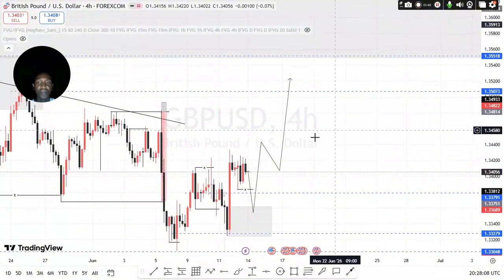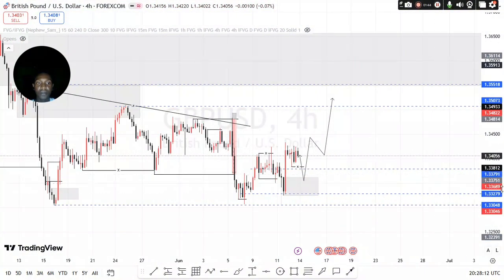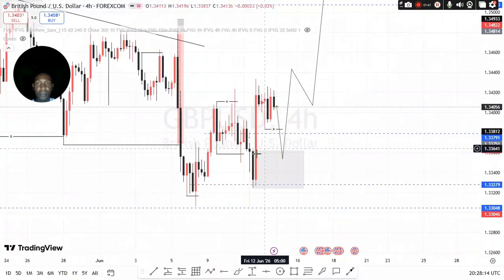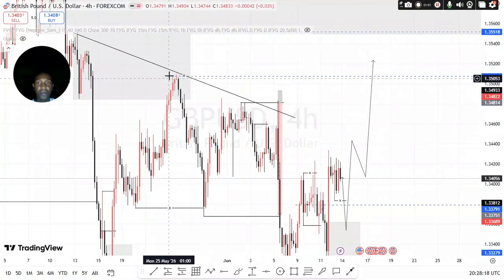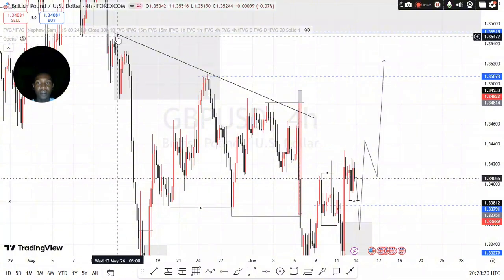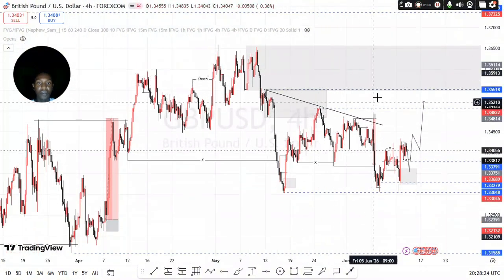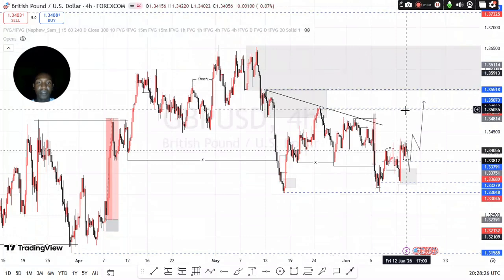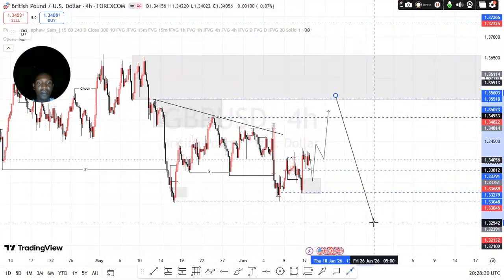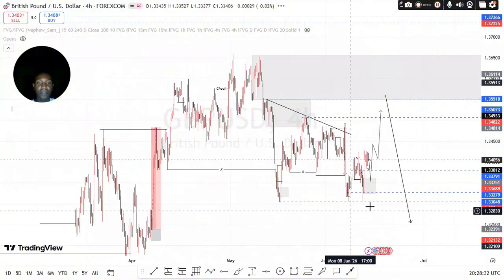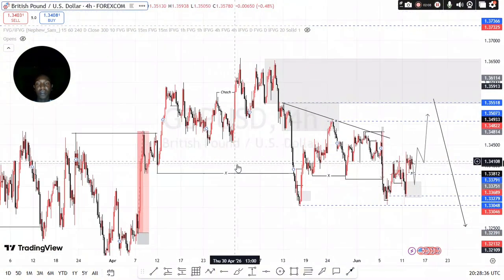Okay, so that is my analysis for GU for the week. We are just looking at this order block, to take out this high and ultimately this high. Then tapping into this order block that I marked out on the daily time frame, and then you should see a huge sell to the downside. That is basically what I'm looking out for.